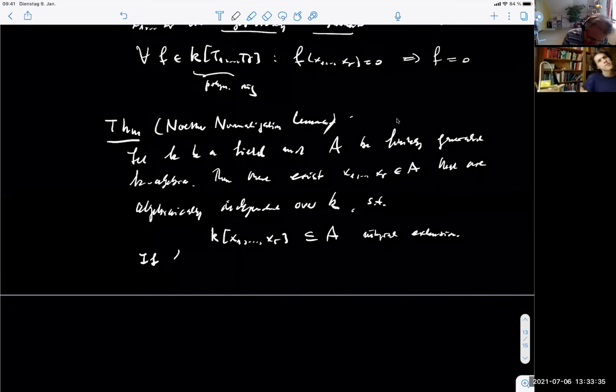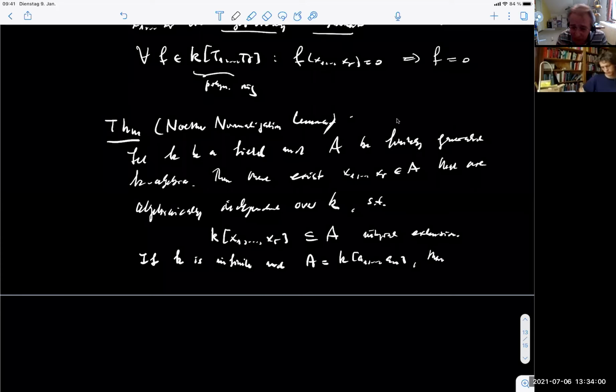Namely, if K is infinite, and in most applications it's the case anyway, let's give names to generators. Let's say A1 up to AN generate A as an algebra. Then this gives me information where to look for these x's. Let's say the task is to find such x's. And the point is, you can find them as linear combinations of the generators A1 up to AN.